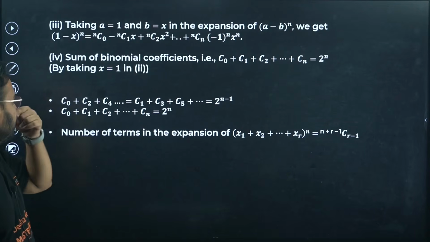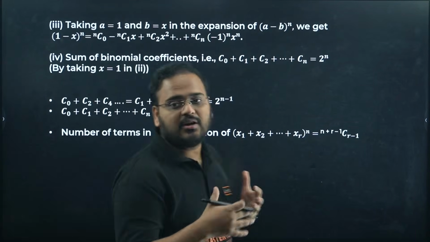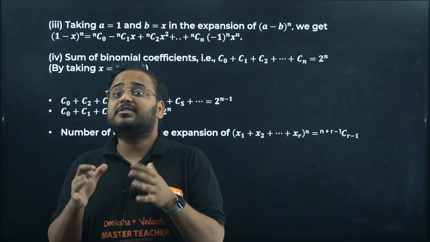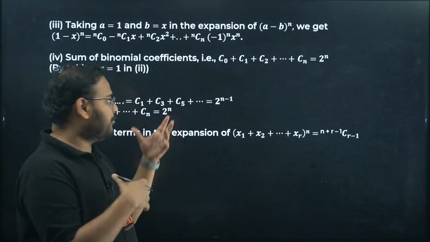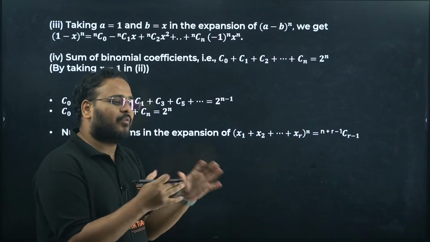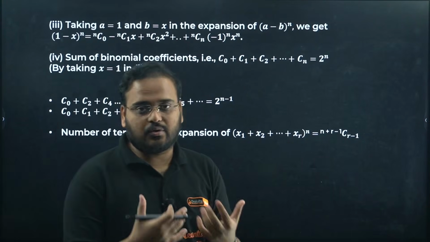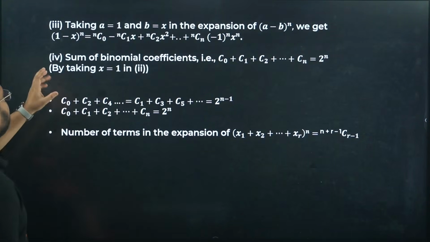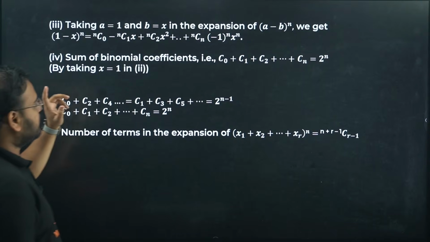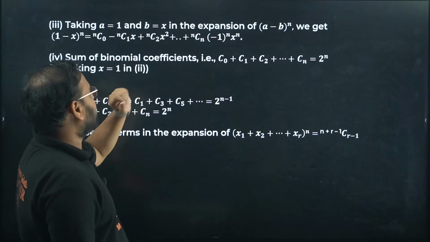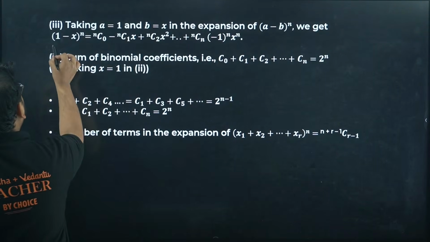Now from the results of expansions, we are going to the results which are used in examinations based upon the coefficients, because they ask us to find the coefficient of this term and so on. So that's why we have to understand how to deal with the coefficients also. So for that, if you take a value as 1 and b value as x, we get the expansion again, 1 minus x power n.